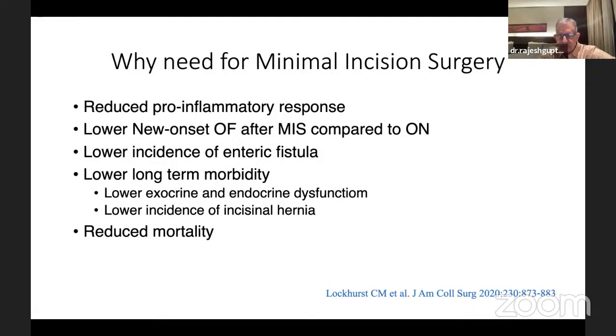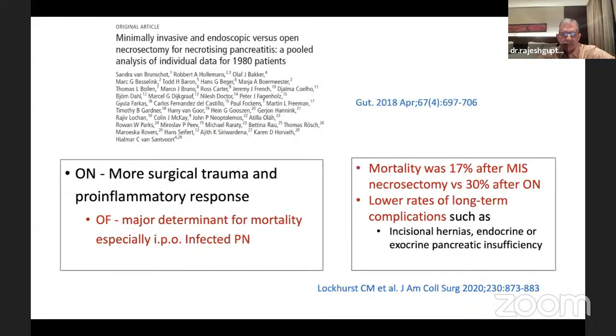So these are the results from a study which came up a couple of years ago. Not only that, even the long-term morbidity like exocrine and endocrine dysfunction as well as incisional hernia incidence were low, and the mortality was lower. Then this comparison from a multi-centric study, actually 6 centers across the transatlantic and close to 2,000 patients, where they found that open necrosectomy was leading to more surgical trauma and pro-inflammatory response. And this was leading to higher incidence of organ failure. And this organ failure was the major determinant of mortality, especially when we are talking of infected pancreatic necrosis.